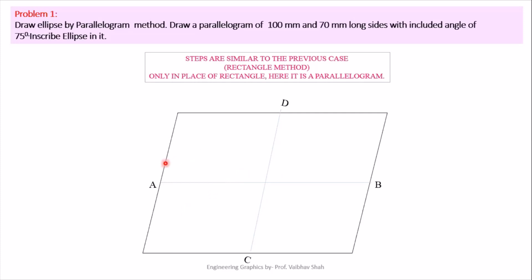So now after that, we'll once again divide this horizontal portion into some suitable number of equal parts, let's say 4, 5 or 6.